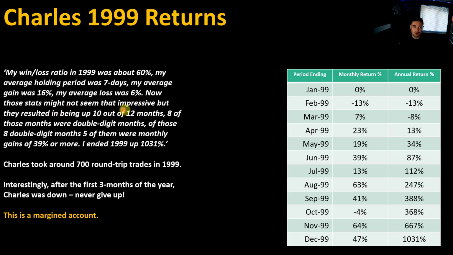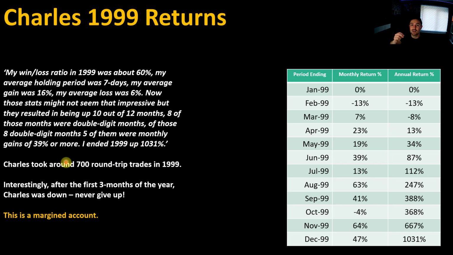Now, those stats might not seem that impressive, but they resulted in being up 10 out of 12 months. 8 of these months were double-digit months. Of 8 double-digit months, 5 of them were monthly gains of 39% or more. I ended 1999 up 1,031%.